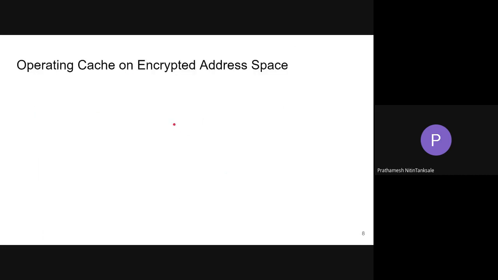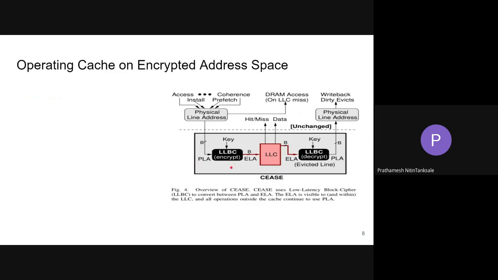So let's look at some basic operations of how a cache operates on an encrypted address space. This is a typical last level cache. This is the physical line address. If there is no encryption, the PLA will directly index the LLC. But here we are doing encryption with a randomly generated key, which gives the ELA, the encrypted line address. The basic point the paper tries to make is that it isolates the last level cache, and only the last level cache operates on the encrypted address space.